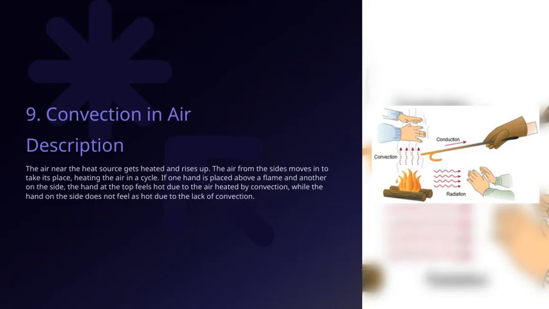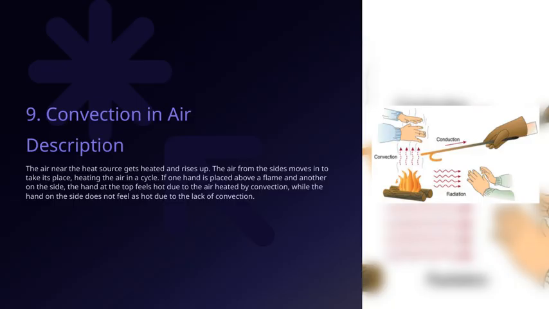So let's talk about convection in air. When a heat source, like a flame, is present, the air right above it gets heated up. As it warms, it becomes less dense and naturally rises upward. This creates a cycle where cooler air from the sides moves in to replace the rising hot air, then heats up and rises themselves. This continuous movement is what we call convection.